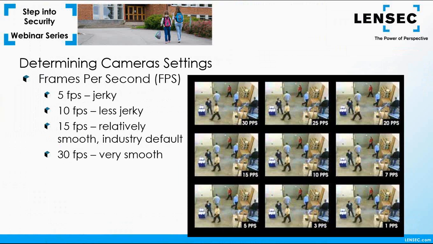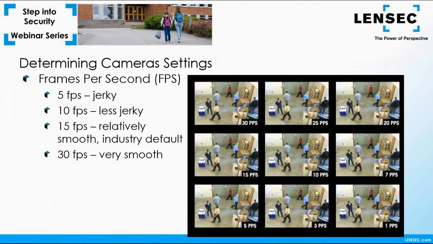Most professional IP cameras today are designed to stream at up to 30 frames per second. So 5 frames per second displays a very jerky video. However, it doesn't use very much storage space at all. 10 frames per second is less jerky and only uses one-third of the storage space needed for full motion video.